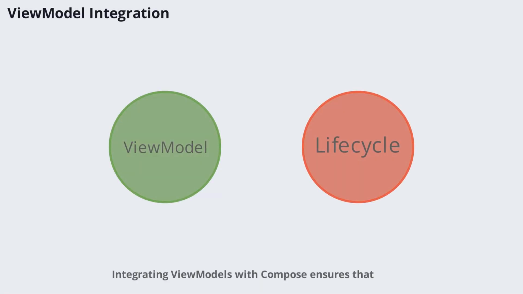Integrating view models with Compose ensures that your UI remains consistent across configuration changes, such as screen rotations. View models provide a lifecycle-aware way to manage state and business logic, keeping your UI code clean and focused.